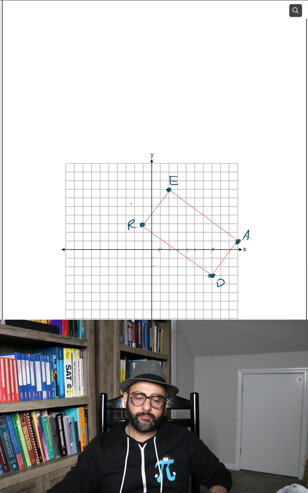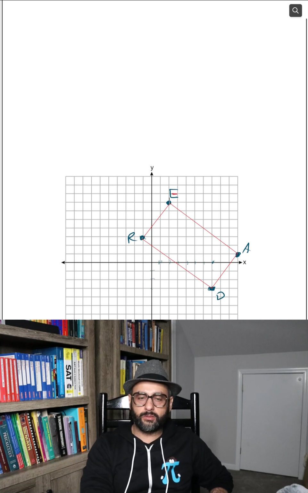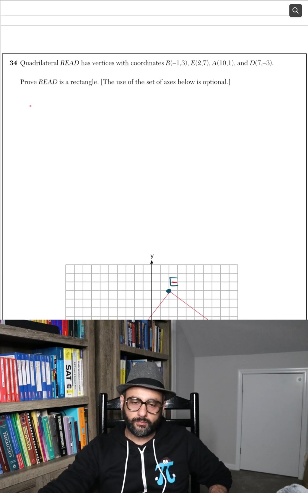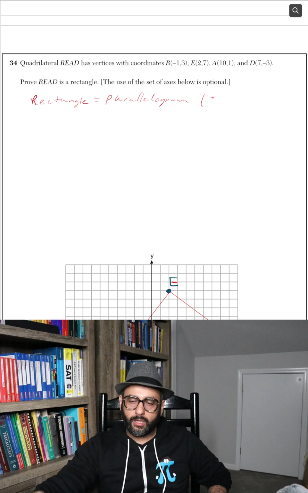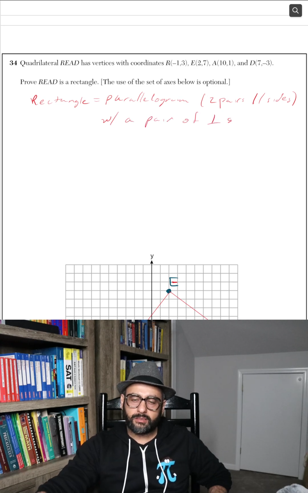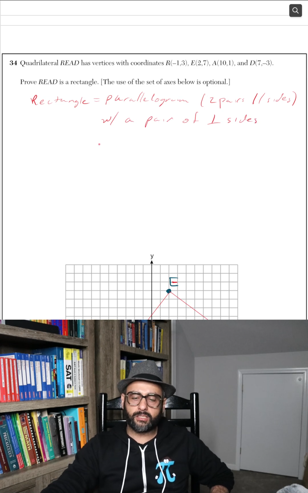So a rectangle is equal to a parallelogram, so it's got two pairs of parallel sides, with a pair of perpendicular sides. So I'm going to get the slopes.